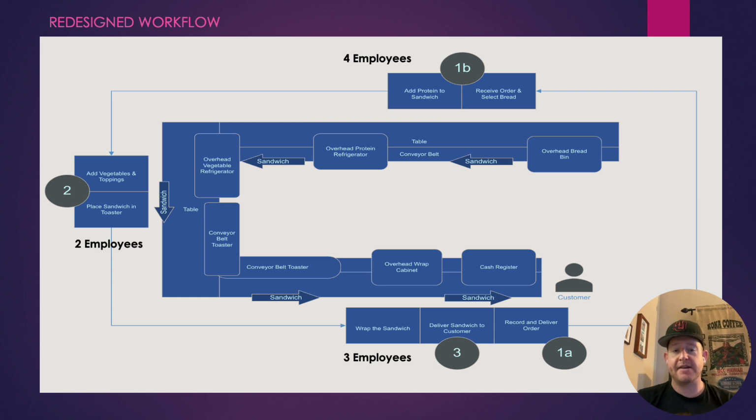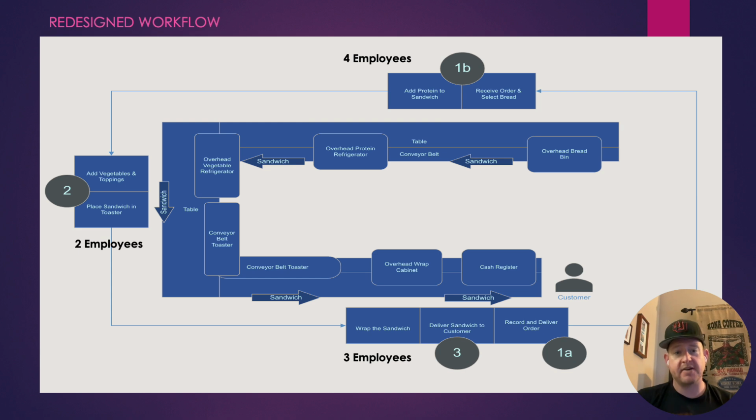The customer approaches the cash register at station 1A, where they place their order and pay. The order is transmitted to station 1B, where the bread is selected from an overhead bin and protein from an overhead fridge. They are combined, placed on a conveyor belt, and sent to station 2.